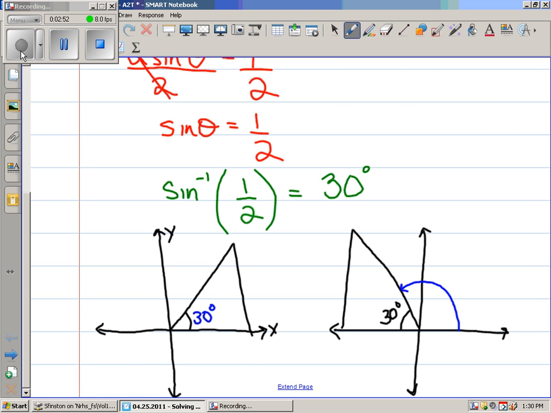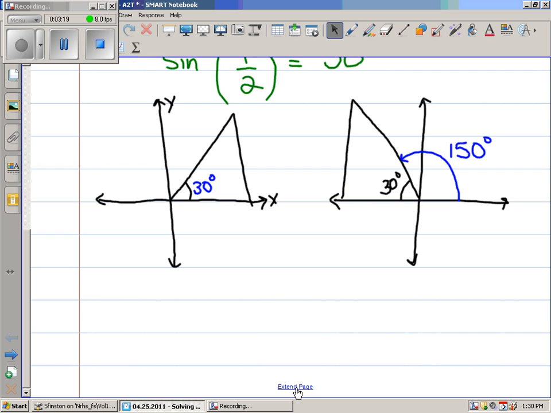So what degree amount? 150, because halfway around the circle is 180. This is 150. It's very interesting. Almost every single other class also wanted to say 120.